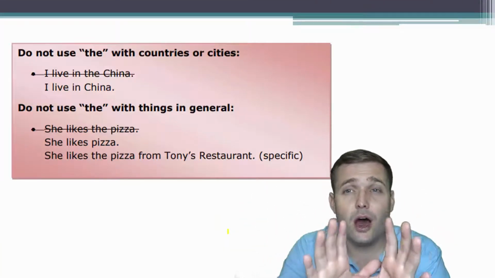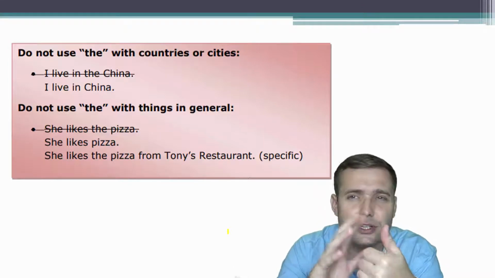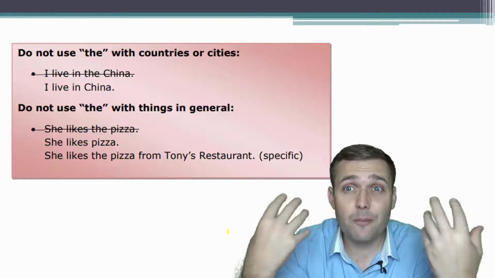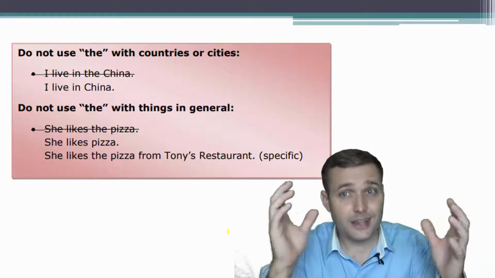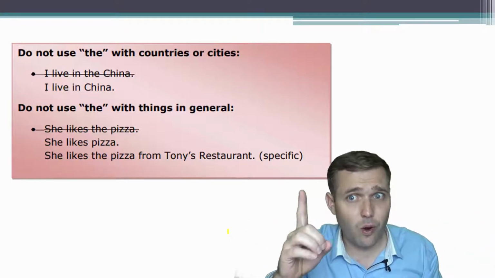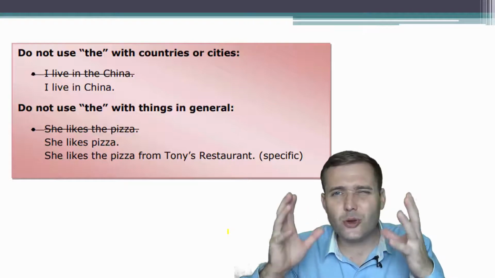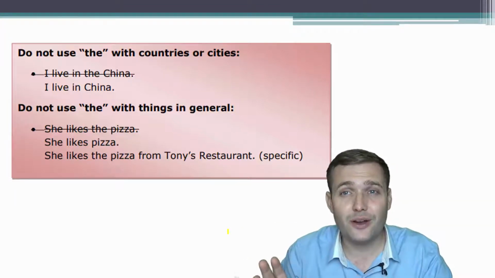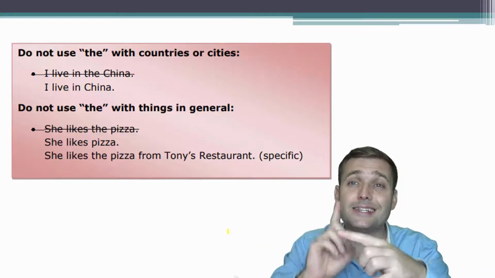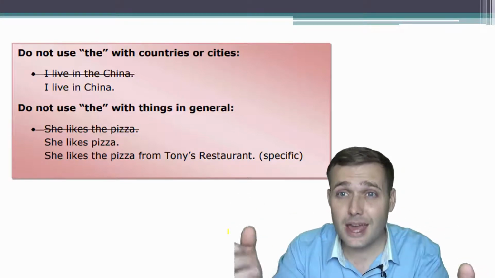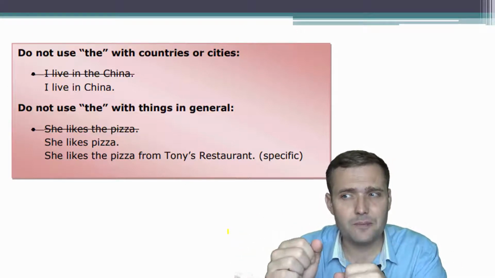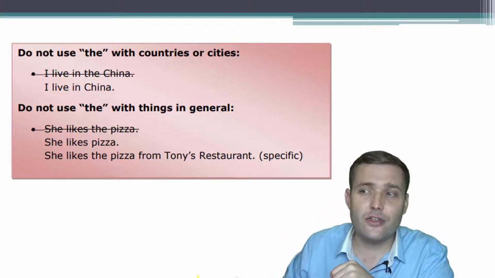Don't use the with countries or cities. For example, I'm from England. And yes, there is only one England. But when we talk about countries and cities, we don't say the. The England is incorrect. England. I live in China. Not I live in the China.